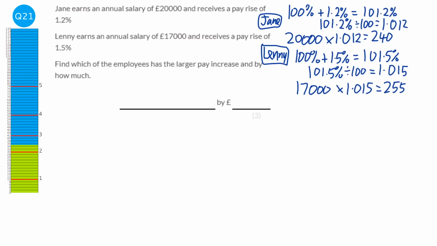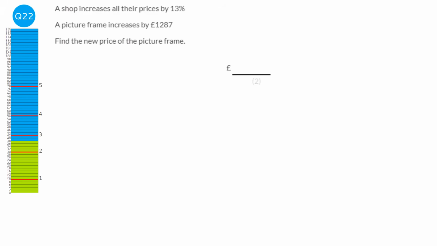So it says which of the employers has a larger pay increase and by how much. So the answer will be Lenny, and it's by £15 because that's the difference between these.